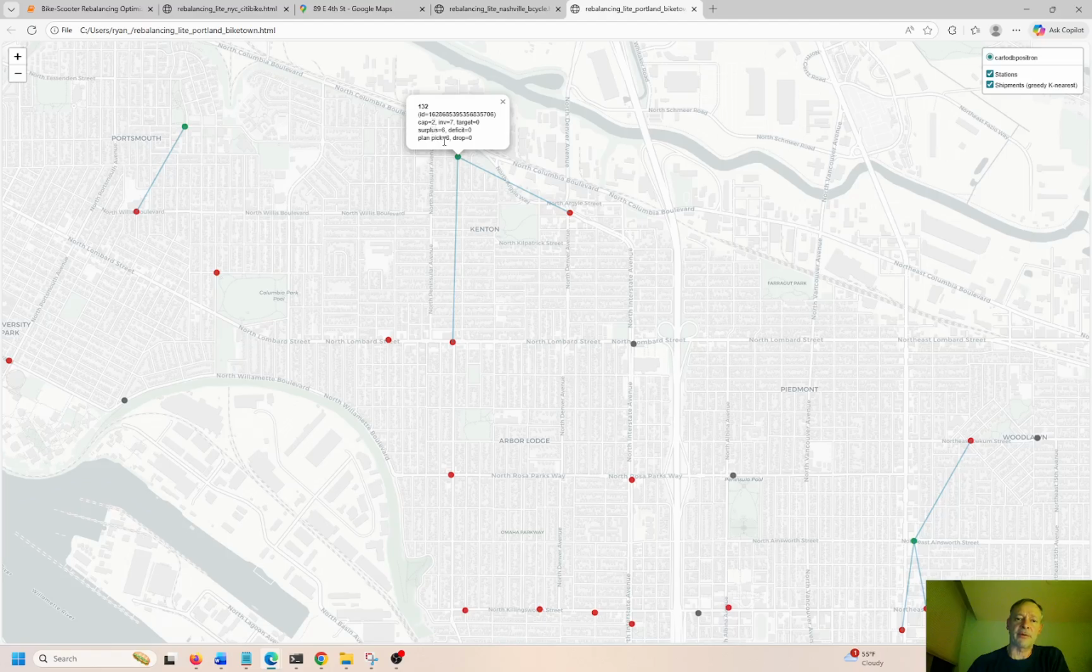That sounds a little bit weird. That might be a data quality issue. Capacity is 2 and inventory is 7. Maybe that should be 12. I don't know. That sounds weird. Let me look at this one. Capacity 9, inventory 5. That's a little bit more normal, right?